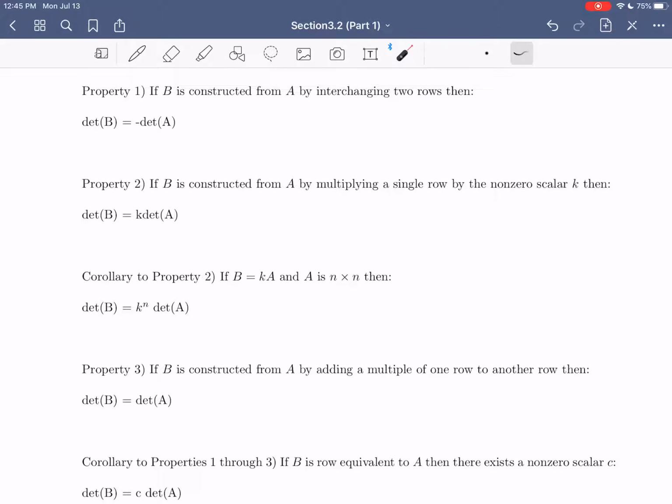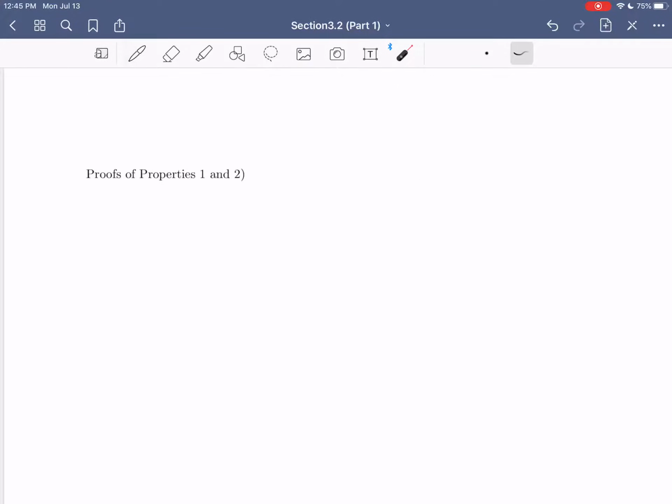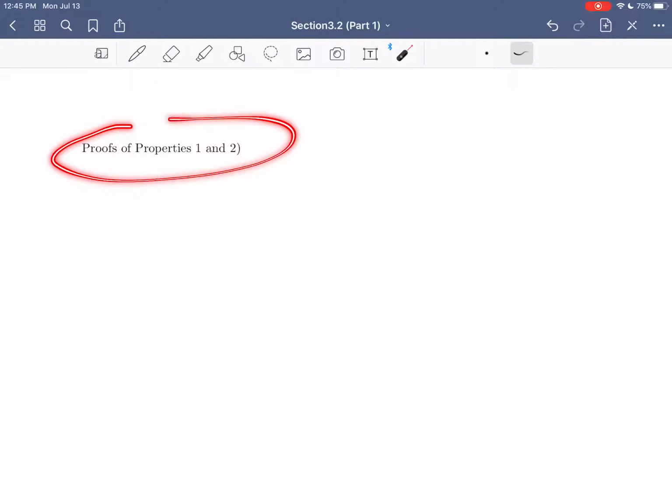We'll prove those formally, and then we'll take a look at an example of using this to actually calculate a determinant more efficiently than using that brute force definition. So let's talk about proofs of property 1 and 2.